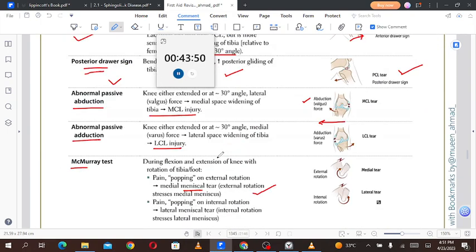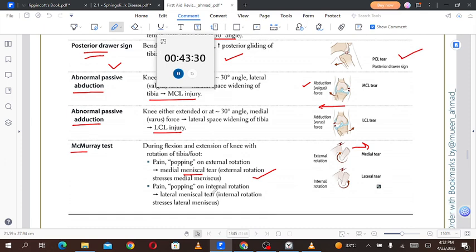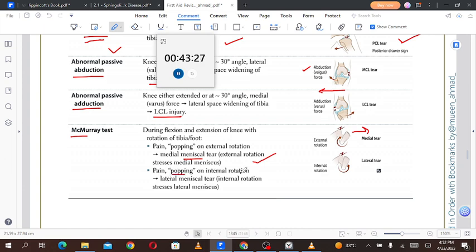So whenever there is a medial meniscal tear, the external rotation will be painful, or there will be a popping sound associated with the external rotation. Here you can see that we are doing the external rotation of the foot, and pain is elicited in the flexed knee during flexion and extension of the knee with rotation of the tibia and foot. Pain or popping on external rotation means a medial meniscal tear. External rotation stresses the medial meniscus.